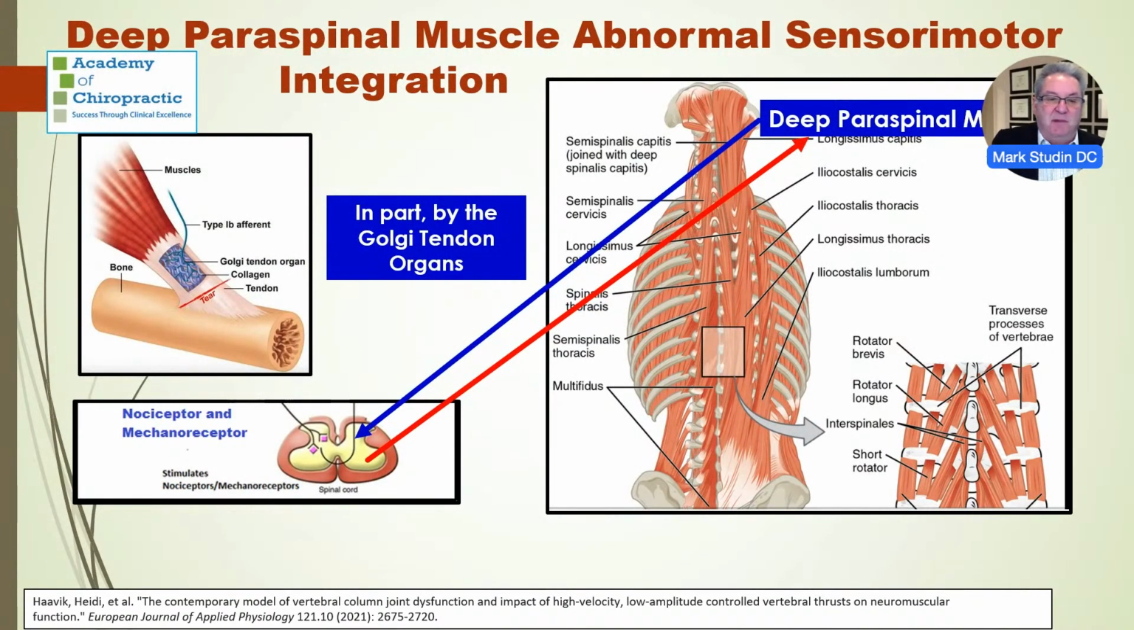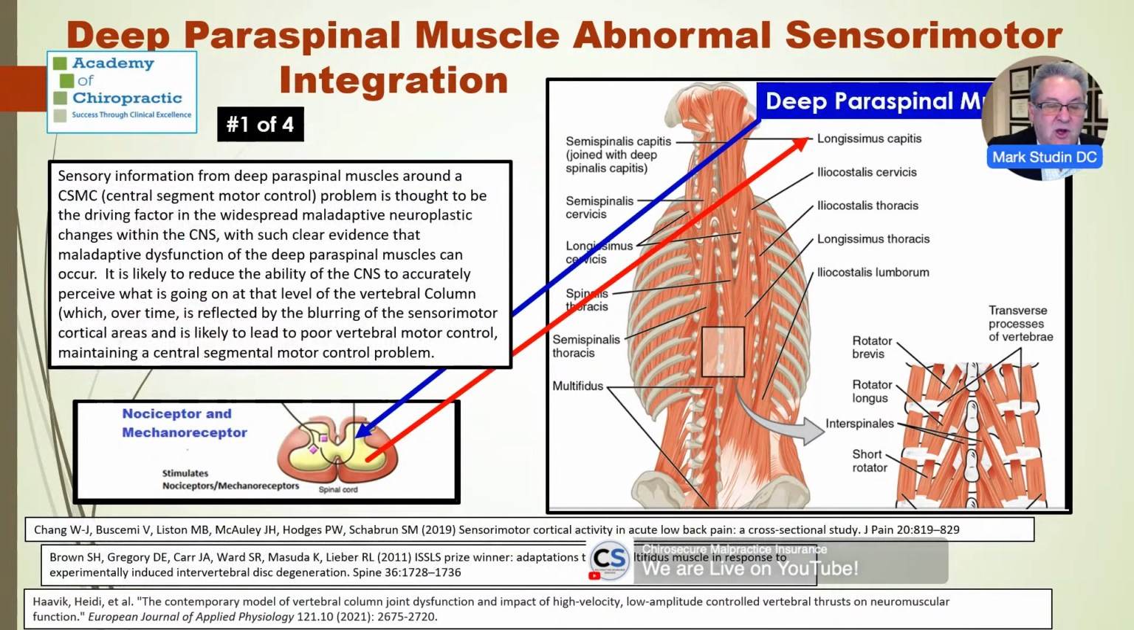So how do the deep paraspinal muscles do that? Number one, it looks at the Golgi tendon apparatus, the Golgi tendon organs. We're looking at those at the end of the muscles, which is feeding back into time and space. It's telling us, whoa, this is wrong. It's just wrong. Okay, now we go back into, here we get sensory information. And by the way, this is slide 1 of 4 in this series, and you're not going to get a whole lot because we don't have the time to do that.